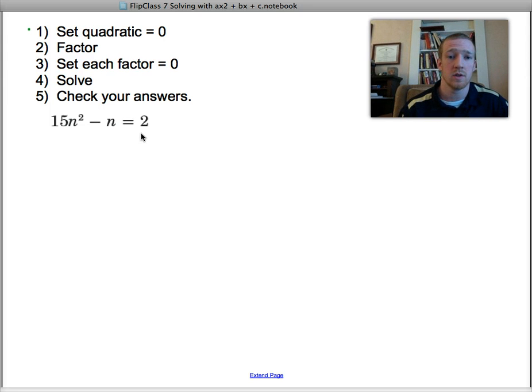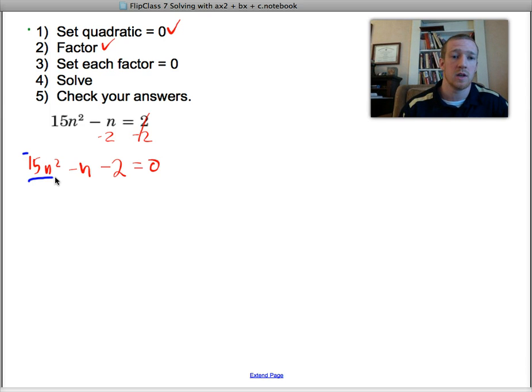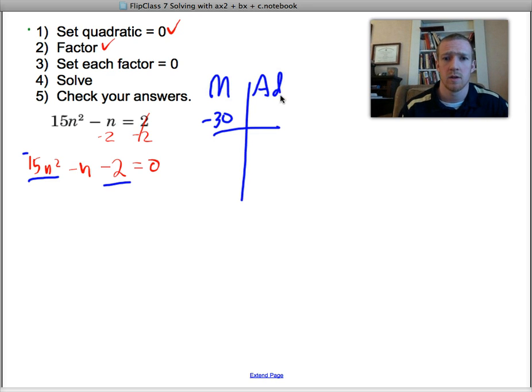So what I got to do is subtract 2 from both sides, and that gives me a 15n squared minus n minus 2 equals 0, because those cancel and give us 0. So now we've set it equal to 0. Now we have to factor. So we need the things that we're going to multiply to a 15 times negative 2, so a negative 30. And they need to add to a negative 1, right? It's like a negative 1 here.